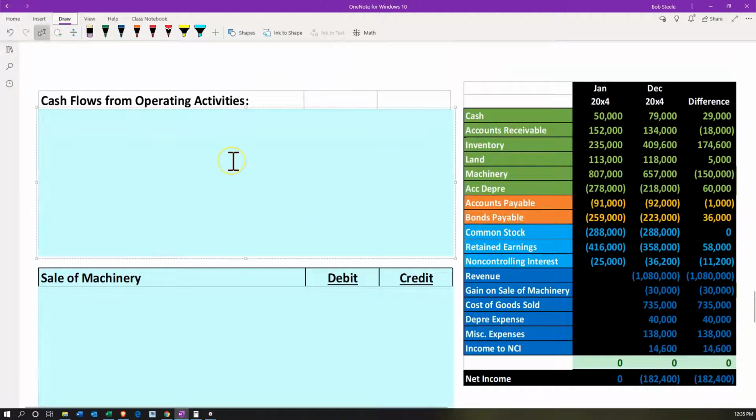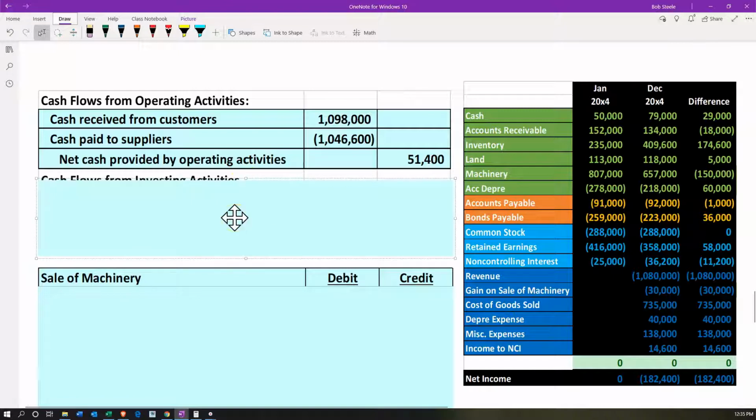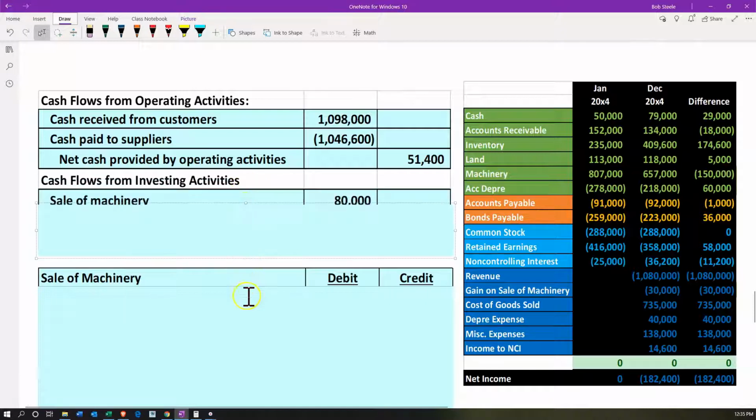Scrolling back down, now we've got the cash flows from the operating activities, which we have calculated to be the 51,400. Let's move on down to the cash flows from investing activities now. So cash flows from investing activities includes a sale of machinery. So we have this sale that took place, and so we see that because obviously the ending machinery is the 657, beginning is the 807. Therefore, we have a decline of 150,000, which means we must have disposed of or sold machinery in some way.